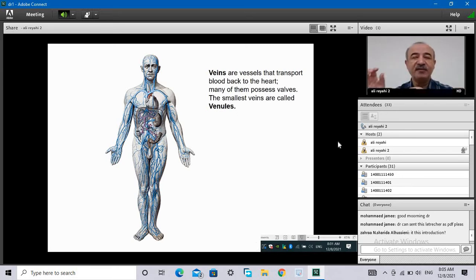Like the small artery, for example, the branches of the artery are called arterioles. Arteriole, venule, okay? Arteriole, venule. So, the veins are the vessels that transport blood back to the heart, okay, like this. Finally, the superior vena cava and inferior vena cava, okay, transport blood to the right atrium of the heart.